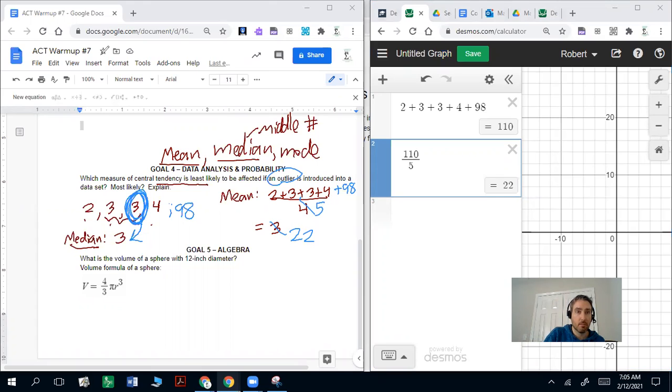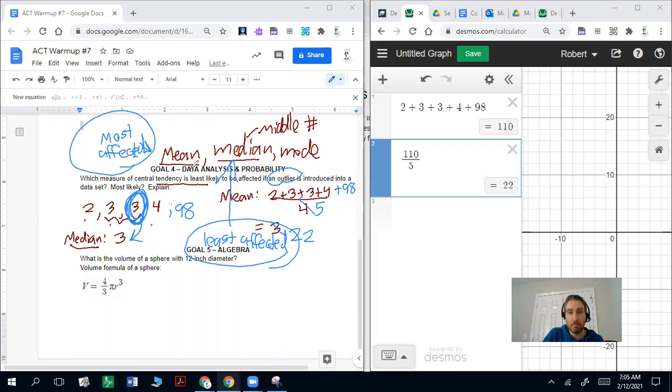So most affected would be the mean, and the least affected would be the median. Most affected is the mean, least affected is the median. All right, write that down.